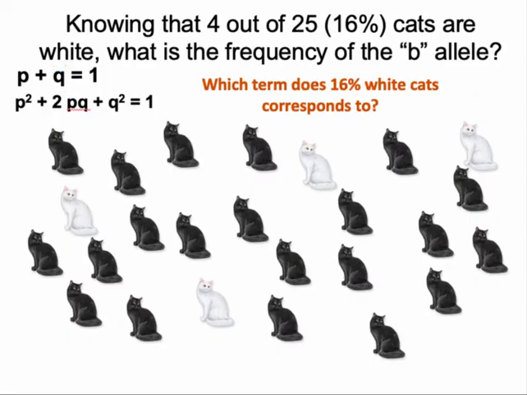What is the term that we know from this problem? And it's given us the term 16%. It's saying 16% of the cats are white. So we know that 16% of the cats are homozygous recessive. What term does 16% correspond to? The term that we know is q squared, because q squared is the frequency of the homozygous recessive individuals in that population. So we know that 16% of the cats are homozygous recessive, which means 16% equals q squared.